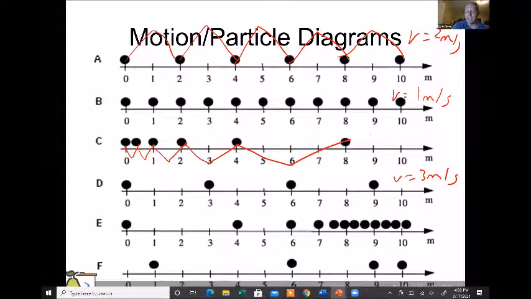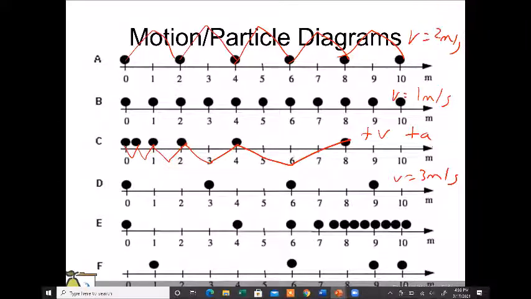So this thing has a positive velocity. And what kind of acceleration? What's the sign of the acceleration here, guys? Positive. And we know that because what's happening to the thing? Its speed is increasing. So now let's look down at D. What's happening in D?